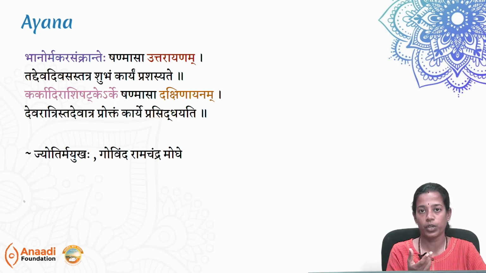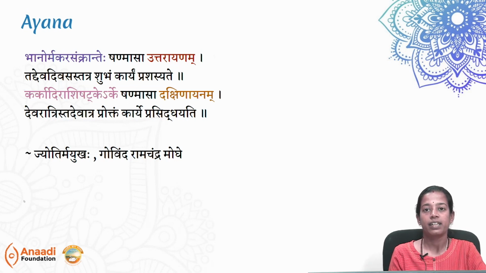As captured here in this verse, we can see that it clearly mentions Bhanor Makara Sankrantehe. Bhano is Surya, sun. When sun does the Makara Sankranti, when it moves into the Makara Rashi, it initiates the Uttarayanam. The Ayana that comes is Uttarayana. So, this Uttarayana period is considered to be spanning for 6 months. Taddeva divasastatra shubham karyam prashasyate, which means during this 6 months period of Uttarayanam, a lot of Shubha Karya can be taken up. That's what the Indian tradition says.